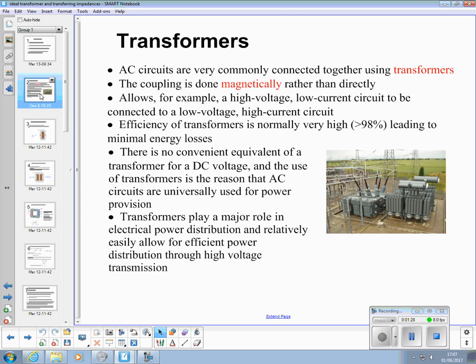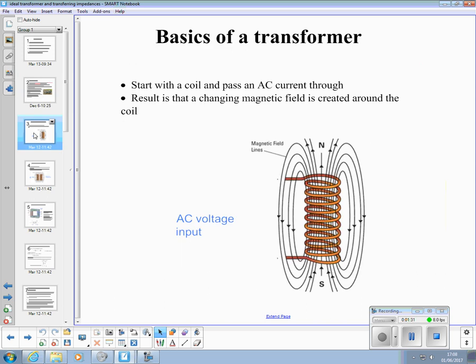Okay, I don't want to dwell on that too much. The basis of transformers is that if you start with an AC coil and pass an AC voltage through it, a magnetic field builds up as the voltage builds up, falls away as the voltage drops back to zero, builds up in the opposite direction, and then collapses again. So you've got this constantly expanding and collapsing magnetic field that's also changing direction. If you looked at that, the north and south poles would constantly be switching over as you went through the AC waveform, but very quickly.